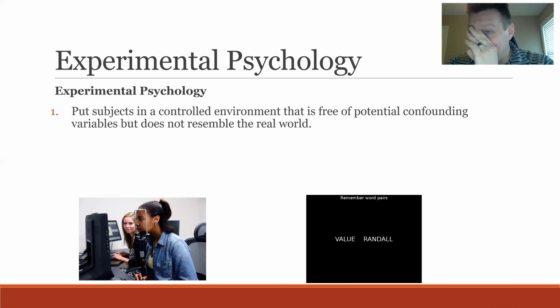So if we're trying to study something like memory, one thing that we might do is have a test that is very dissimilar to what you might have to do in real life. So here is a paired associates test. What we might do is pair the word value with Randall, and then later on in the experiment, you might see the word value and you have to respond Randall. I might pair the word tree with lamppost or something like that. And when you see tree, you have to say lamppost.